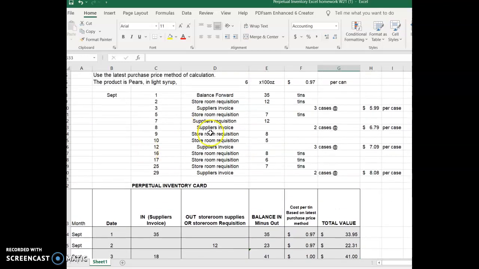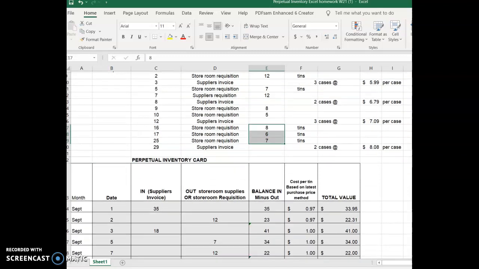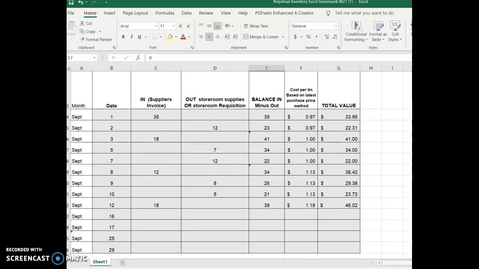And then again, we're going to have some storeroom requisitions, so items coming out. So on the 16th, 17th, 25th, we have this amount of tins coming out. So I'm just going to import these values into these dates, and then I can show you after the total value. So here we are on September 16th, we have 8 tins coming out. September 17th, 6 tins coming out. September 25th, 7 tins coming out.